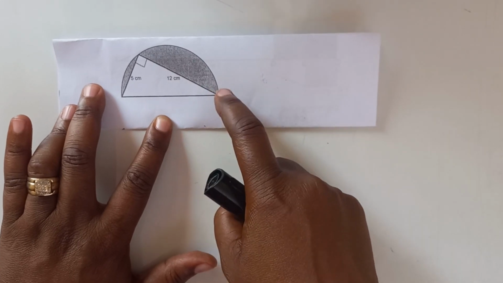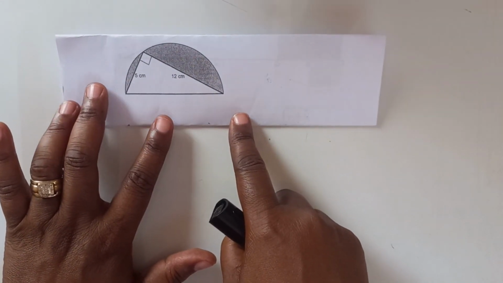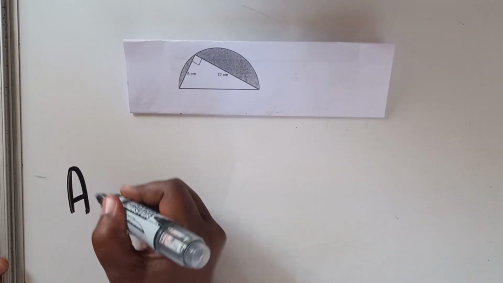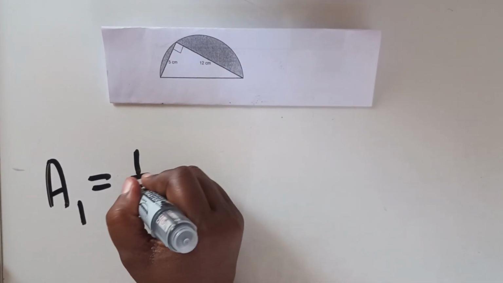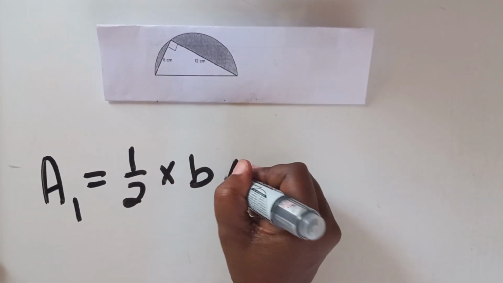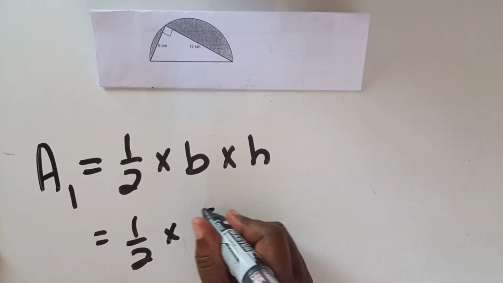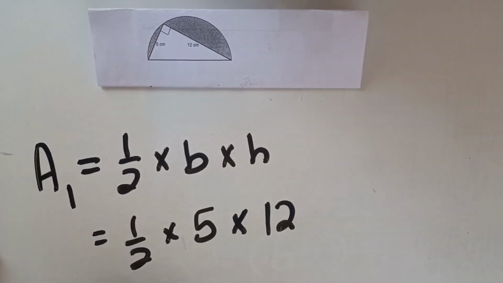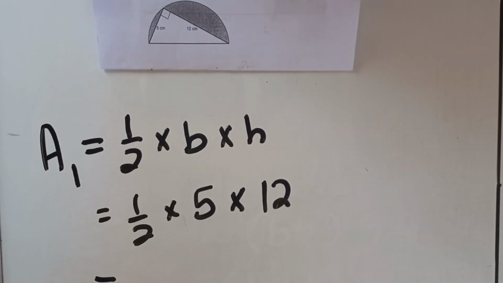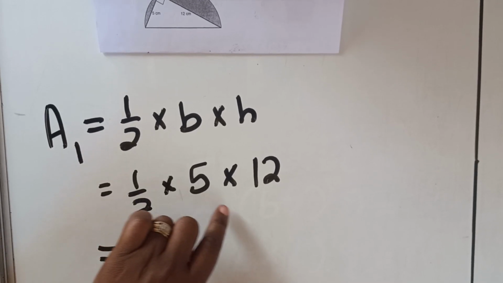You can choose. You can start calculating the circle or you can start calculating the triangle. I choose to start with the triangle. So the formula of the area of a triangle, I'm going to call it area 1 because I have two areas, is half times base times height. So it's half times my base, which is 5 centimeters, and my height, which is 12 centimeters. Then you take your calculator and calculate. Half is the same as 0.5 times 5 times 12.